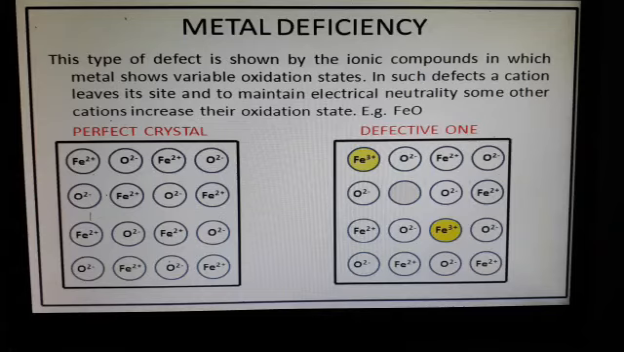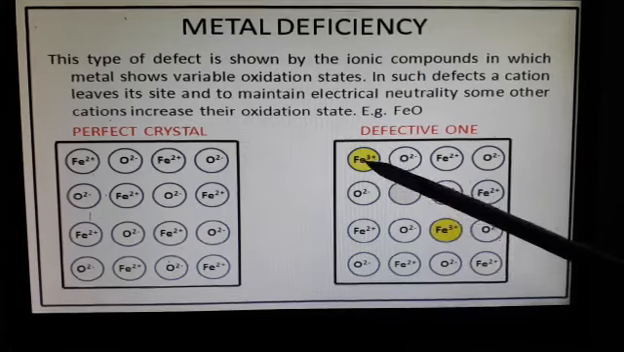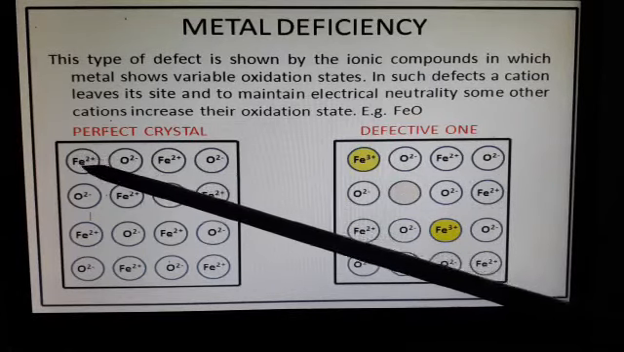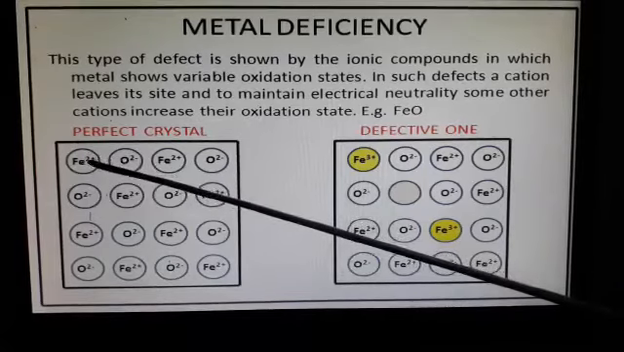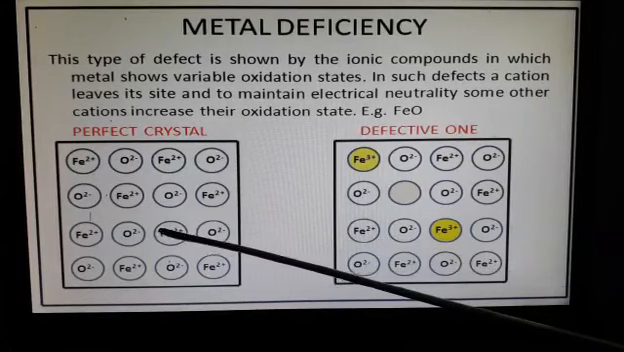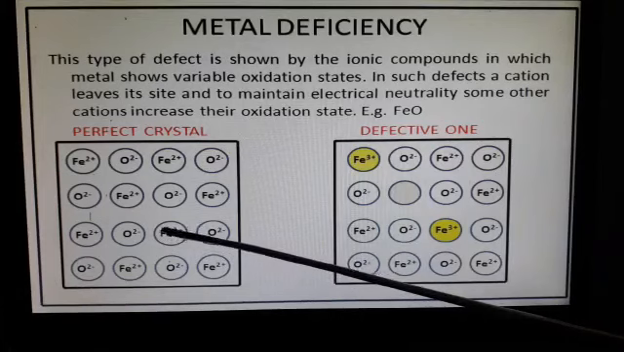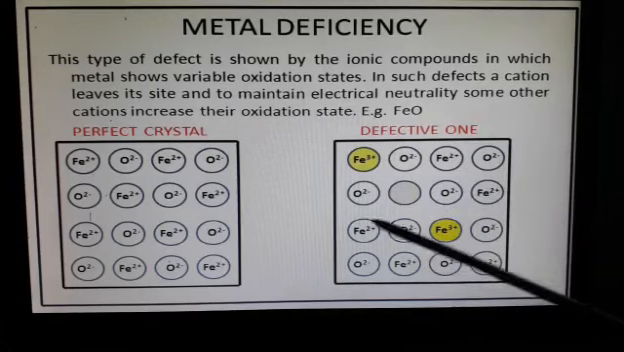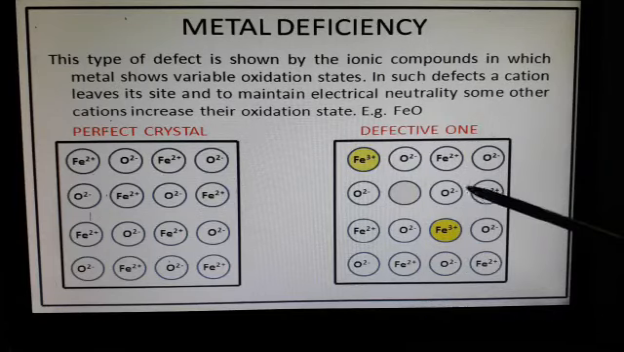To maintain electrical neutrality, this Fe2+ increases its oxidation number. In place of +2, now the oxidation number is +3. Just like that, this Fe2+ also increases its oxidation number from +2 to +3. Now count the total positive charge: 3, 5, 7, 9, 12, 14, 16. 16 positive charge, 16 negative charge, electrically neutral.